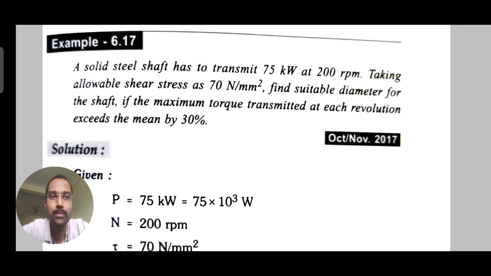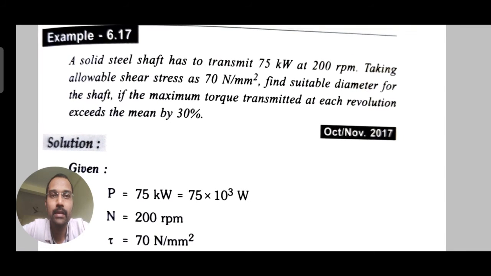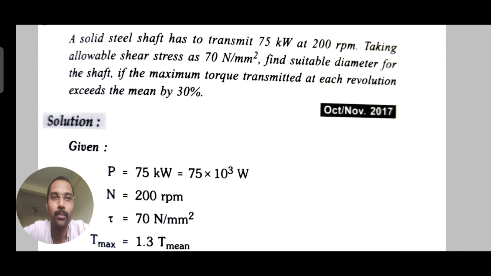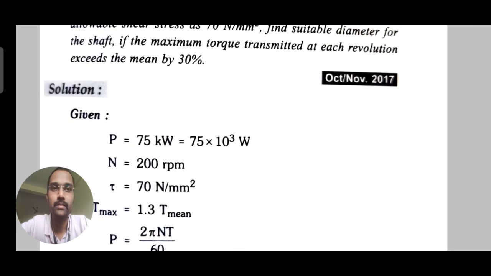A different condition is mentioned here, so try to focus at this point. The maximum torque transmitted at each revolution exceeds the mean torque by 30%. Normally we consider the average torque for calculating the problem. But here it is mentioned that the suitable diameter is to be found if the maximum torque transmitted at each revolution exceeds the mean by 30%.